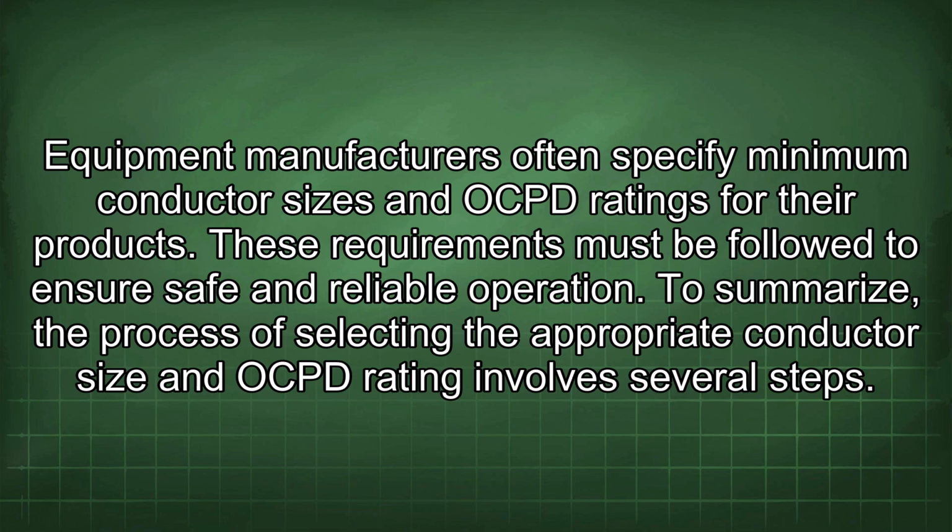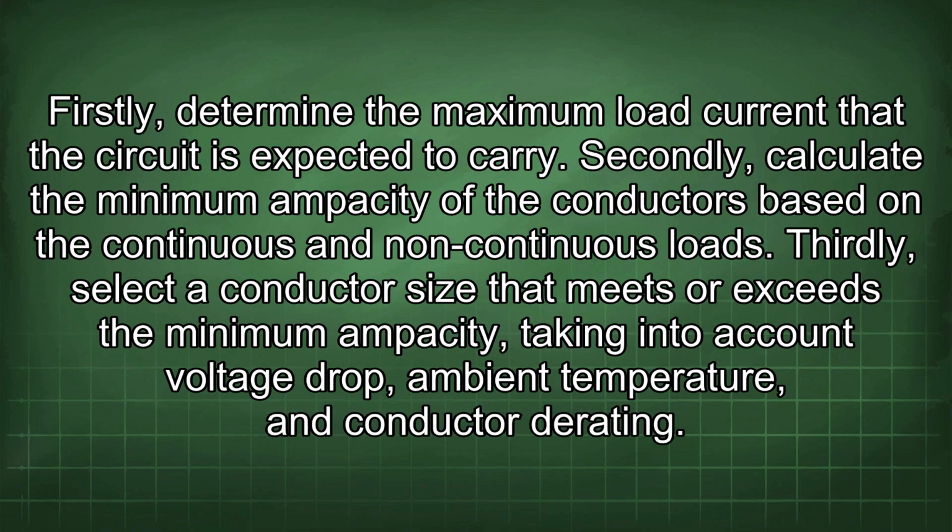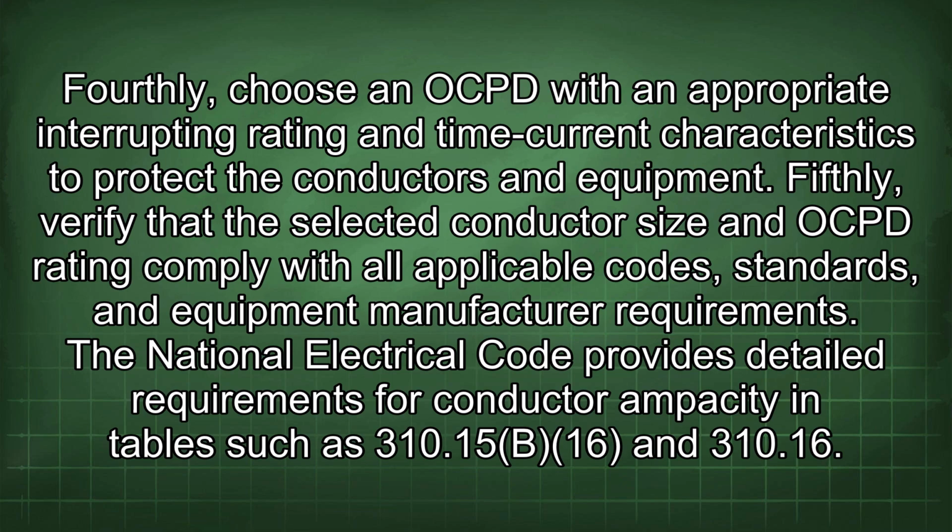To summarize, the process of selecting the appropriate conductor size and OCPD rating involves several steps. Firstly, determine the maximum load current that the circuit is expected to carry. Secondly, calculate the minimum ampacity of the conductors based on the continuous and non-continuous loads. Thirdly, select a conductor size that meets or exceeds the minimum ampacity, taking into account voltage drop, ambient temperature, and conductor derating. Fourthly, choose an OCPD with an appropriate interrupting rating and time-current characteristics to protect the conductors and equipment. Fifthly, verify that the selected conductor size and OCPD rating comply with all applicable codes, standards, and equipment manufacturer requirements.